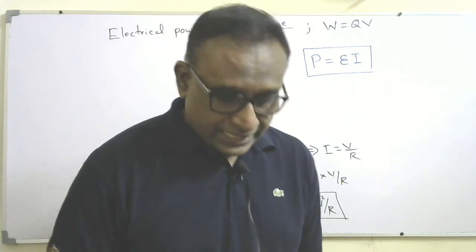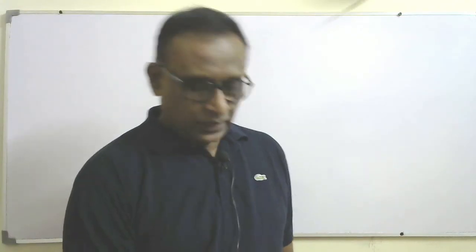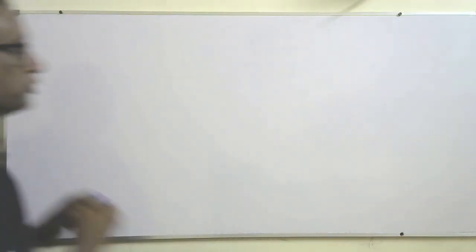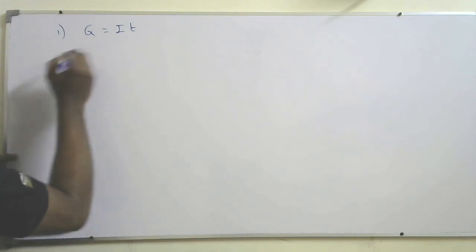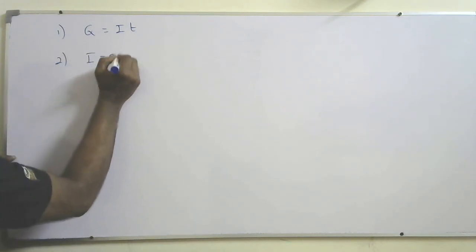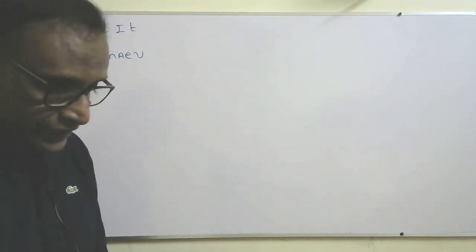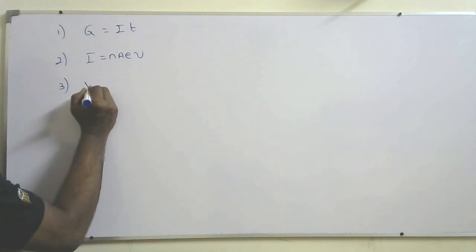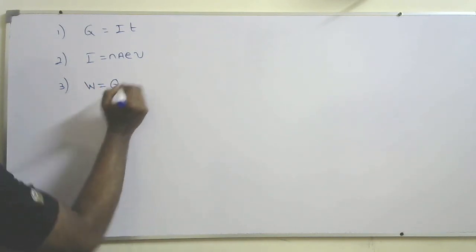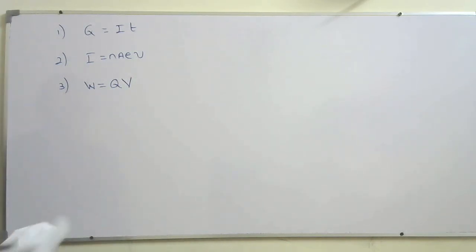Okay, so in this lesson, we learned several equations. I'll summarize it now. In the first lesson, we learned two equations, Q equal IT, that's from the definition of current, and the second one, the transport equation, I equal NAEV. So in the second lesson, we learned more equations. The first equation, W equal the electrical work done equals the amount of charge flown through the component into the potential difference across the component. We got this equation from the definition of potential difference.